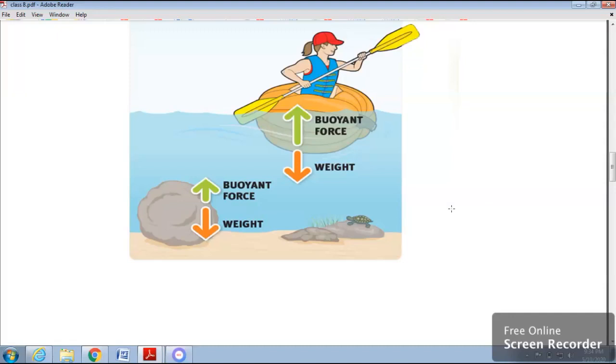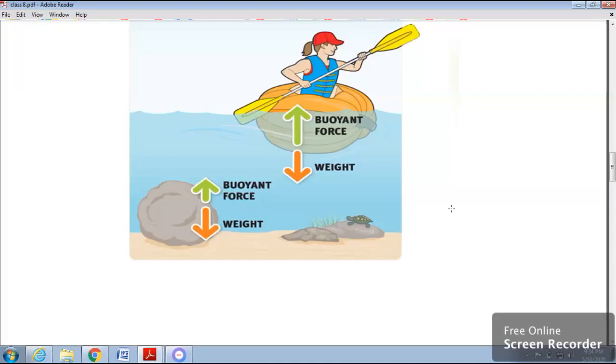Now, the three conditions. Case number 1, when the buoyant force is smaller than the weight of the body. In this case, the resultant force on the body acts in the downward direction, and the body will sink in the liquid to the bottom. As you can see in the diagram of the stone, buoyant force is smaller, that means weight will be more, buoyant force will be less, hence the body will sink in liquid.